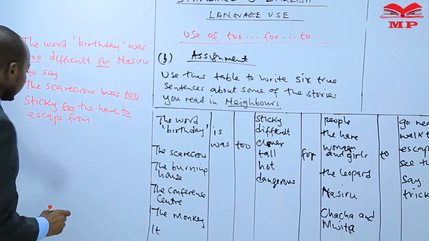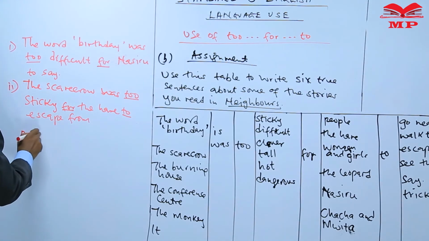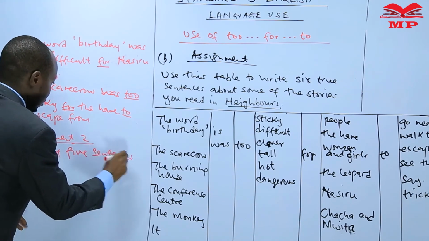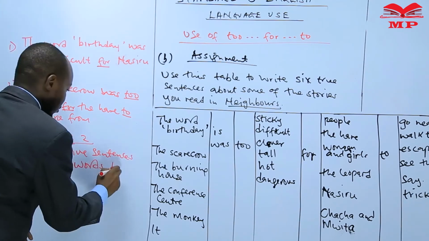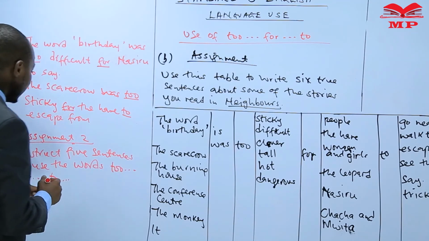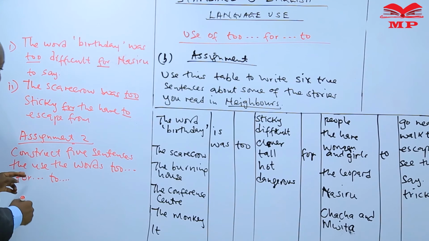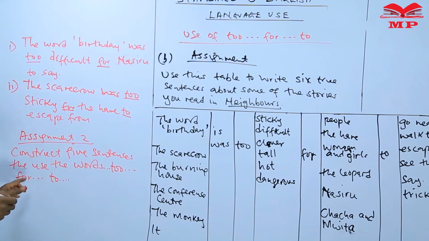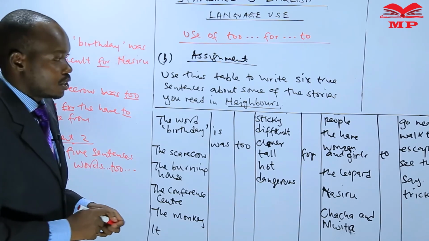Assignment 2. Construct 5 sentences that use the words to, for, and to. So, that is your assignment for today.